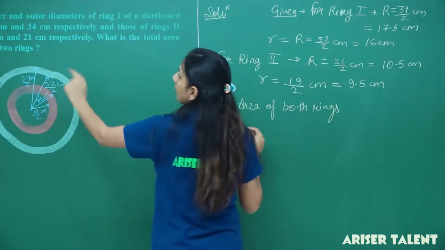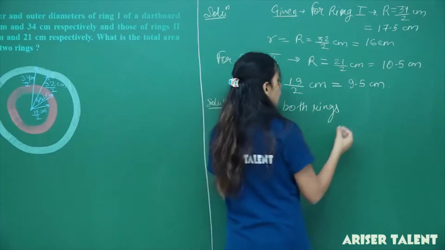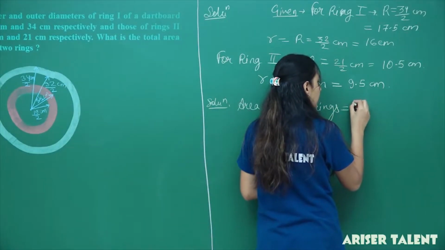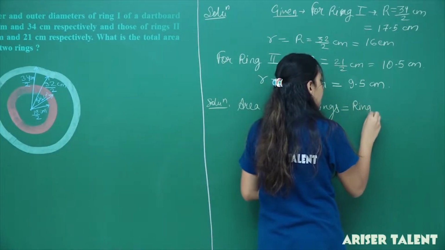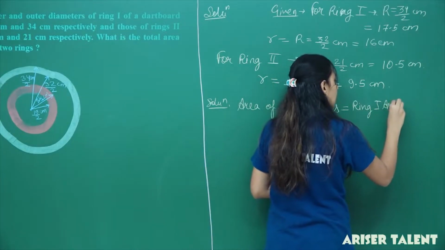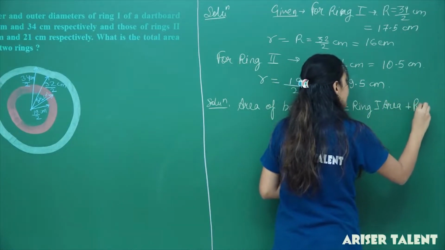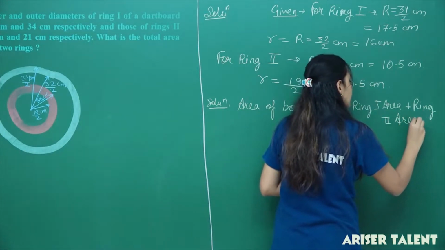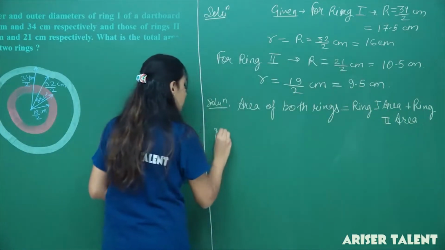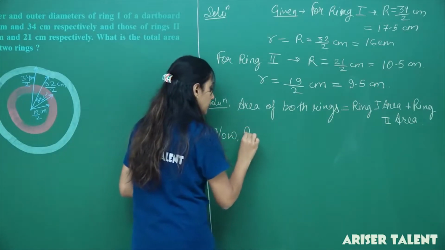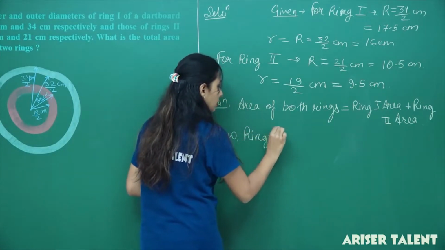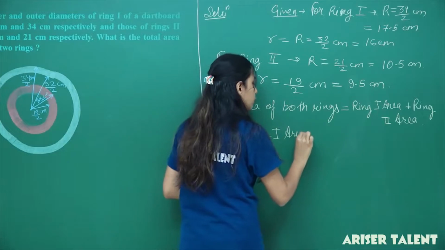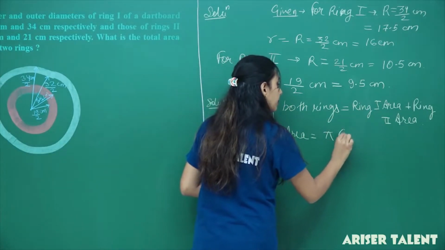Okay, what is the total area of these two rings? Area of both rings equals ring first area plus ring second area. Now ring first area equals to what? Pi.